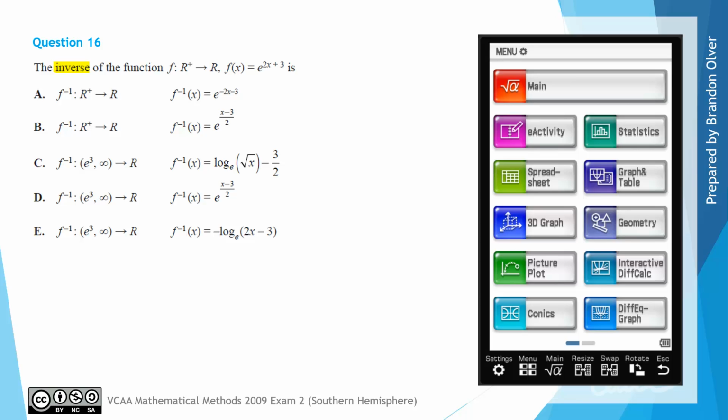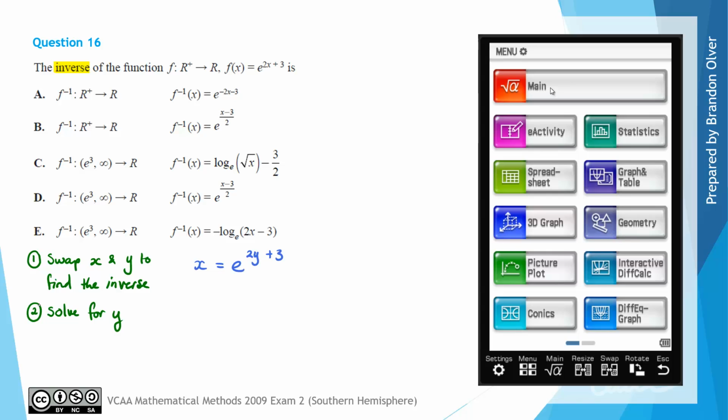So when we're asked to find the inverse function, when we're looking for the rule, we want to start by swapping x and y to find the inverse. For this question, f of x represents y, so this will become x equals e to the power of 2y plus 3. And then the second thing we want to do is solve for y. That's something we can use a calculator to do.